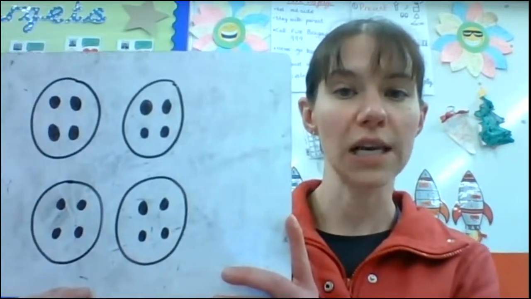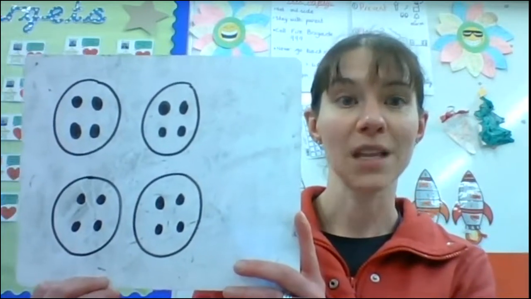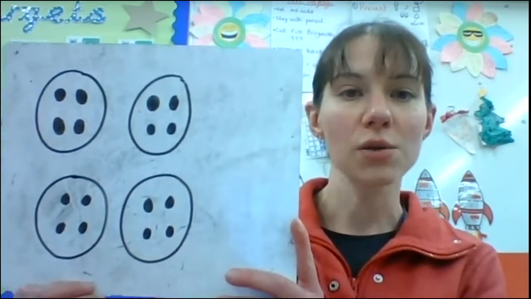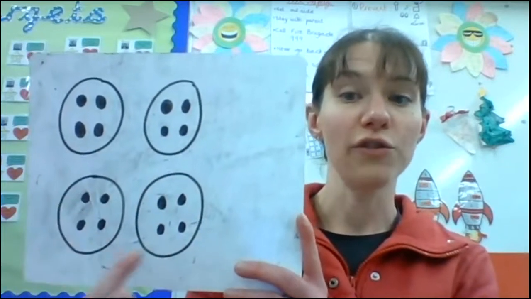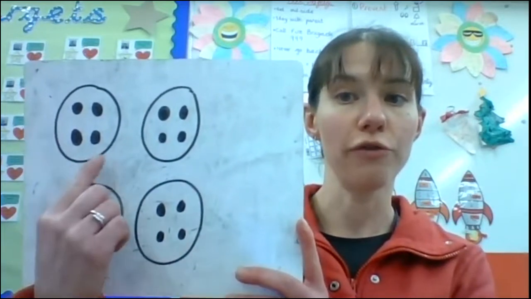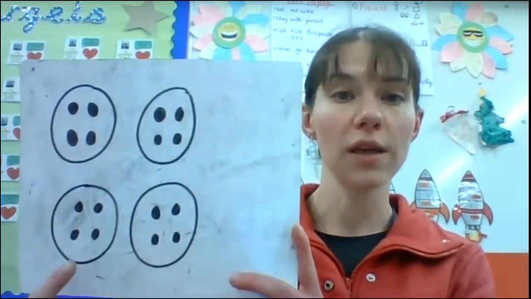How many have I got in each group? Just quickly tell the person next to you. That's right, I've got 4. So I have equal groups of 4. I've got 4 groups of 4, okay? So equal means that they're all the same, they're all equal.